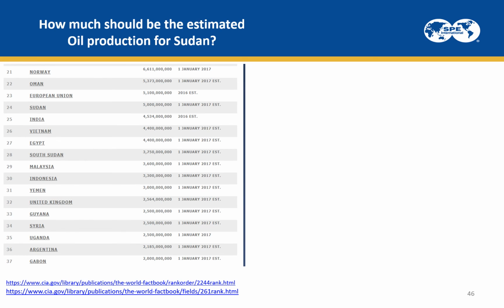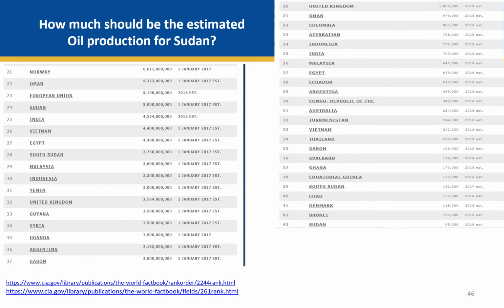And from this report, looking at this website from the CIA USA, we can find the list of reserves for all countries worldwide. So Sudan is number 24 with 5 billion, and other countries below have less than Sudan, like India, Vietnam, Egypt, South Sudan, Malaysia, Indonesia. And in another slide we can see the production of these countries based on this report.